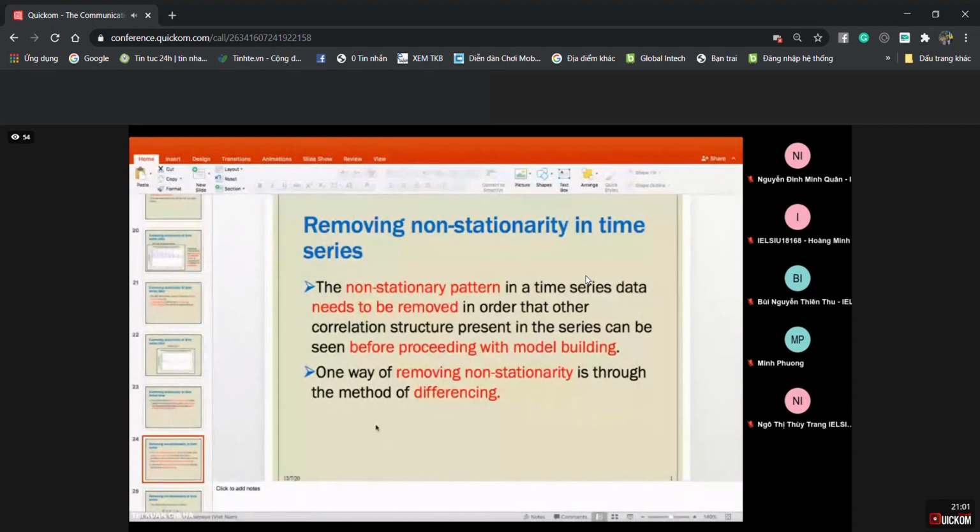I think we already studied this before midterm, right? So with non-stationary data, how can we remove the non-stationarity? For removing non-stationarity, we use differences.